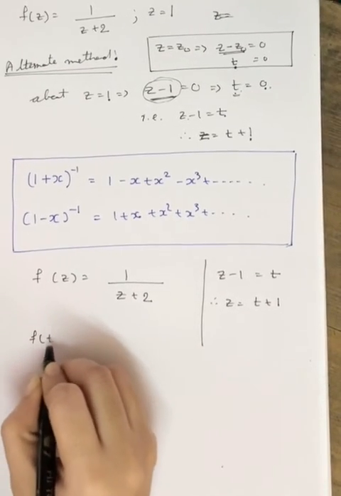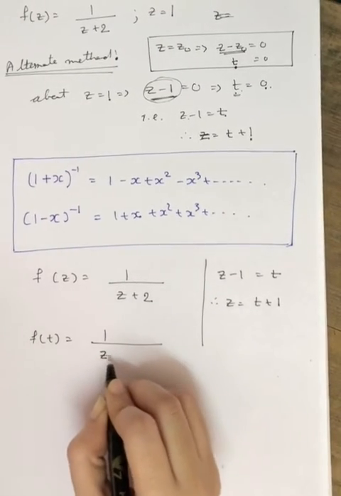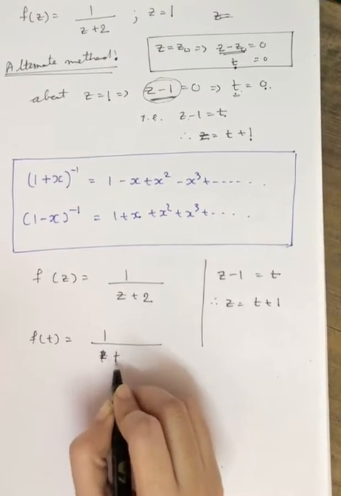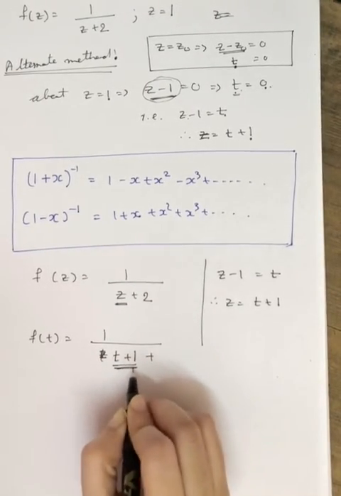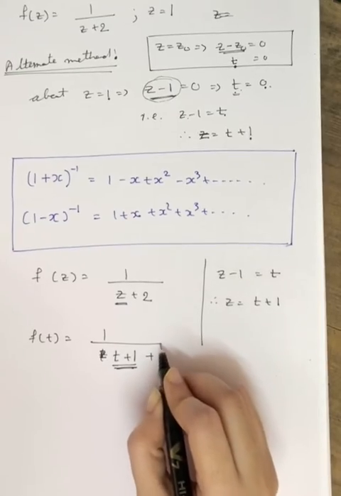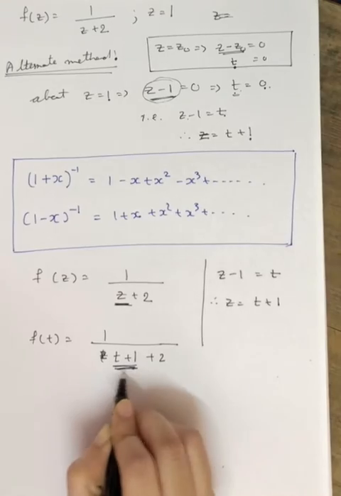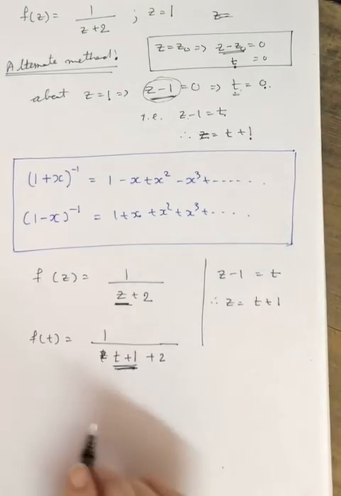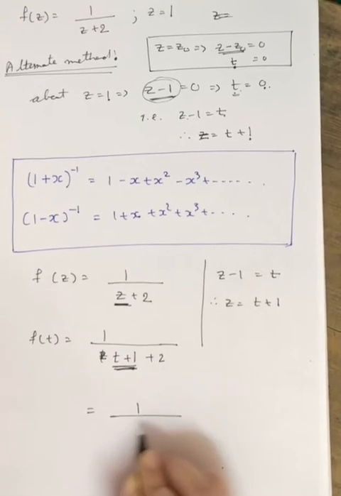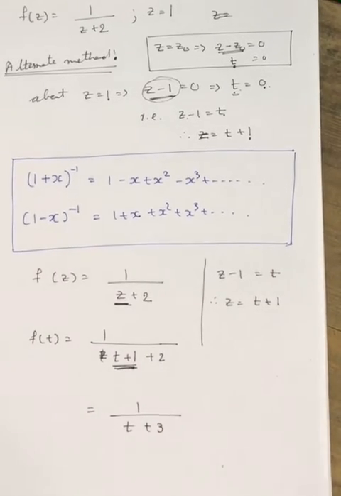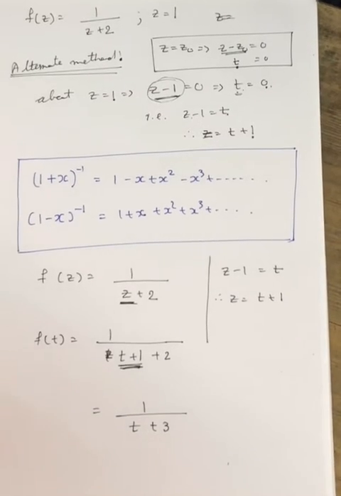So the function of t will become, in place of z, I will write t plus 1, plus 2 will remain as it is. In place of z, I have written t plus 1. Only I have replaced this z by this, nothing else. Okay, and now let us do some simplification, so this will become t plus 3.